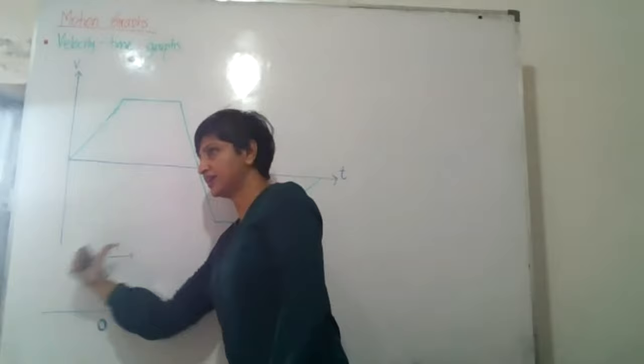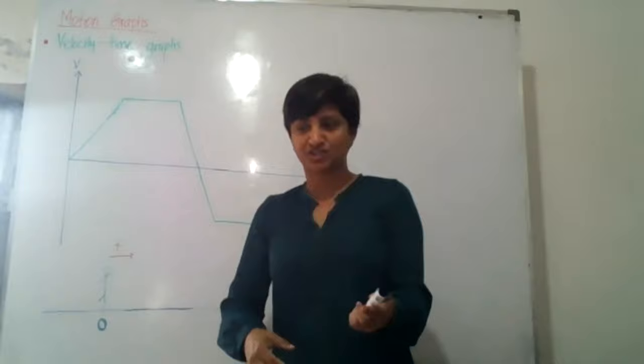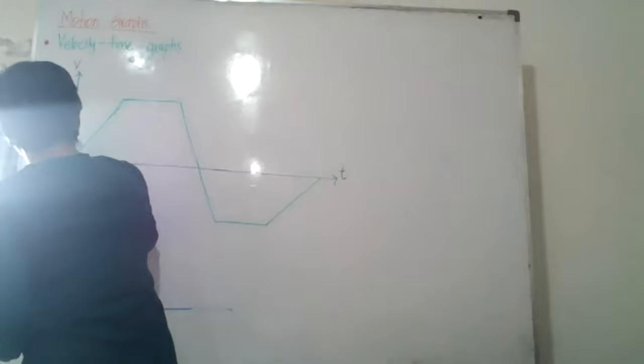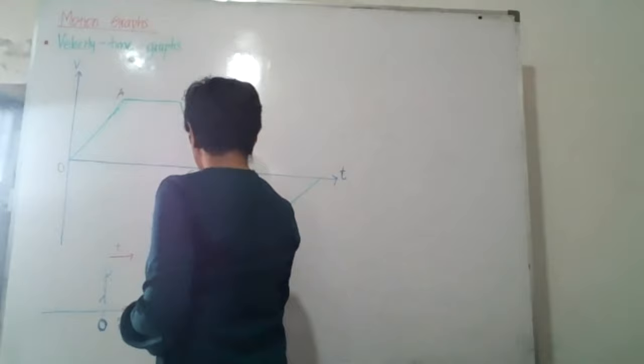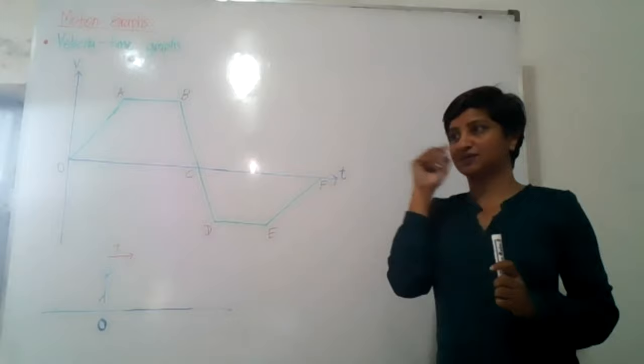And this velocity time graph describes this motion. Can you tell me what's happening in each section? So if I start with O, A, B, C, D, E, and F. In each part, what's happening? From O to A, what's happening? Constant acceleration. He moves forward. How does he move? What kind of a motion?